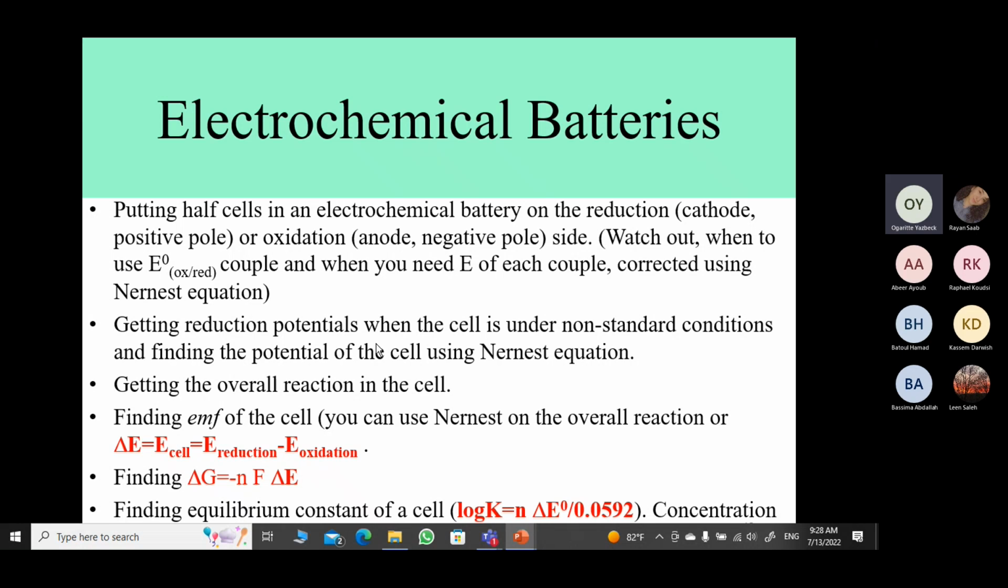Getting reduction potential when the cell is under non-standard condition and finding the potential of the cell using the Nernst. We need to get the overall reaction in the cell and finding the EMF, which is the delta E or E of the cell, which is E reduction minus E oxidation. Finding free energy, which is minus nF delta E.